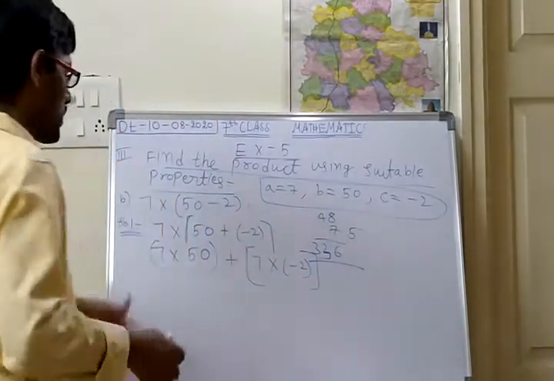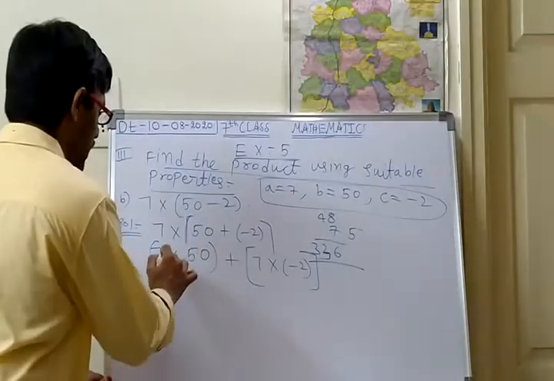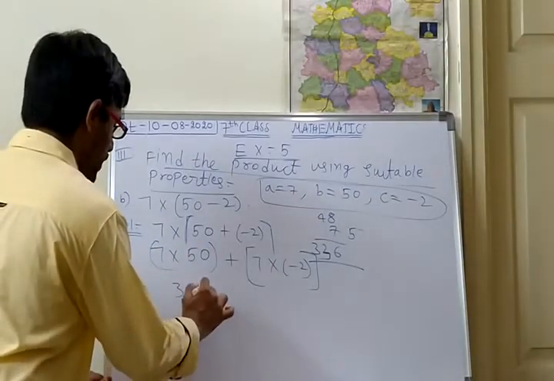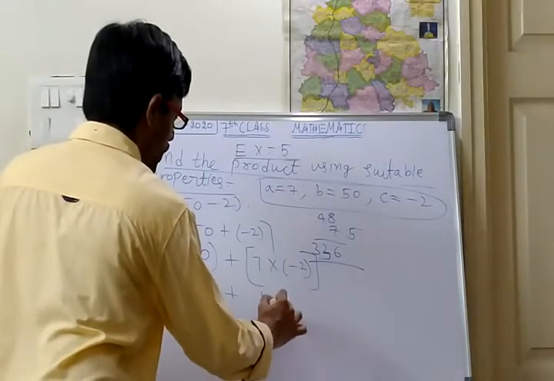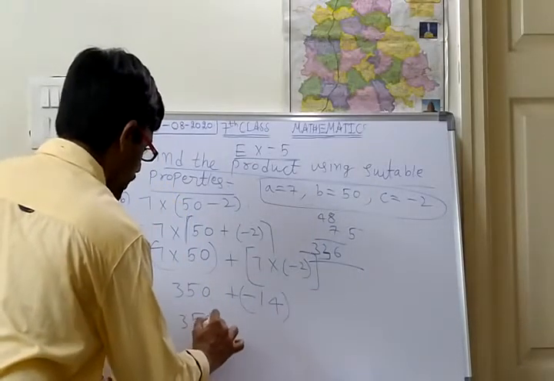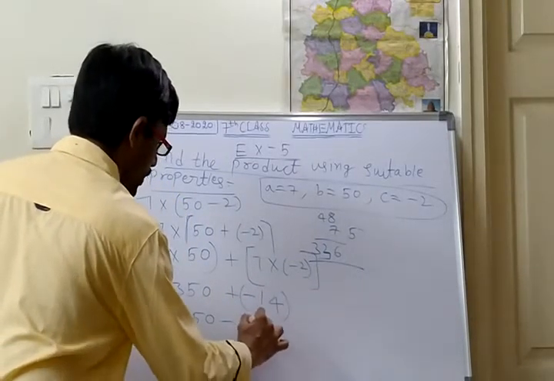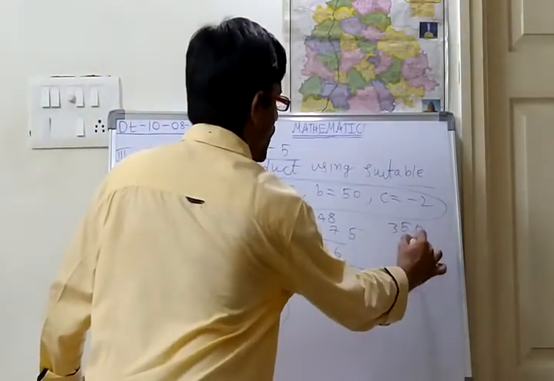Okay. This is a very exact distributive property. So 7 into 50, 7 5s are 35, so 350, plus 7 into minus 2, 7 2s are 14, plus into minus is minus. So 350 plus into minus 14. So 350 minus 14.